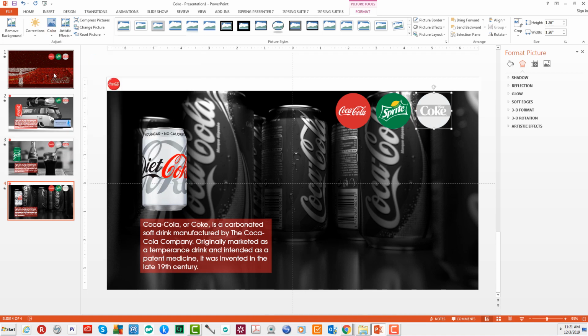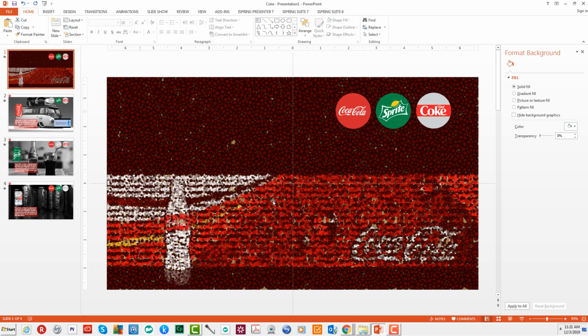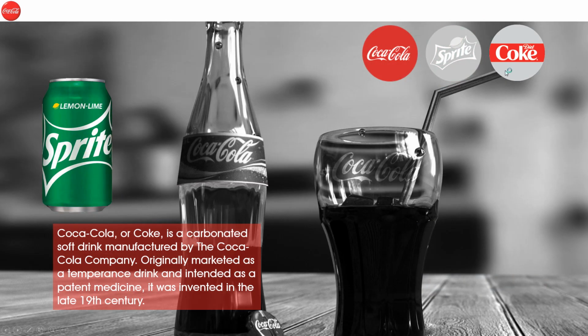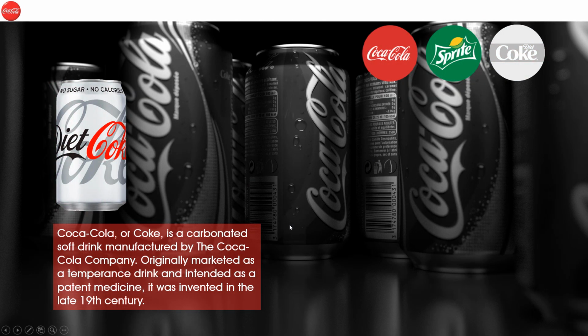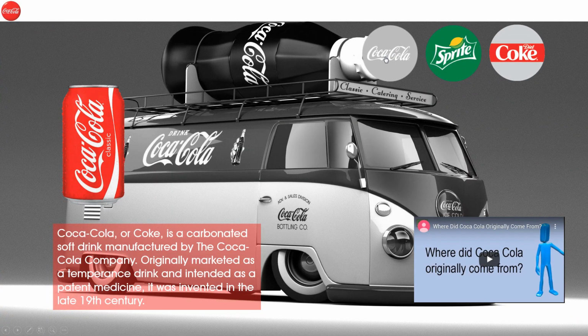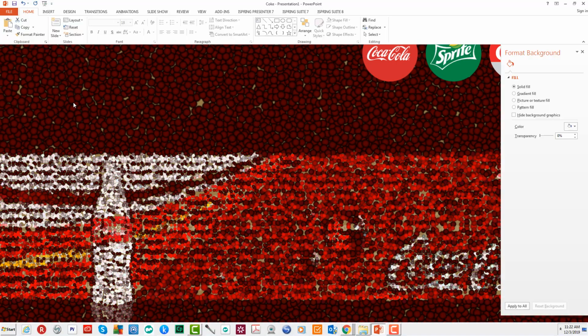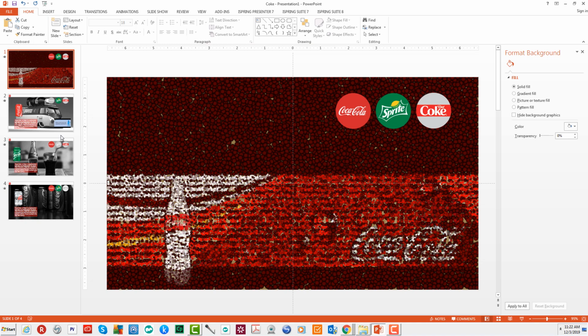So if we did that, and now we saved it up, we go to our home page, test it out, and go to Coke, go to Sprite, let's go to Diet Coke, and again, now we've got all of our interactivity. We want to go home, we can do that, and that is how we create this presentation.